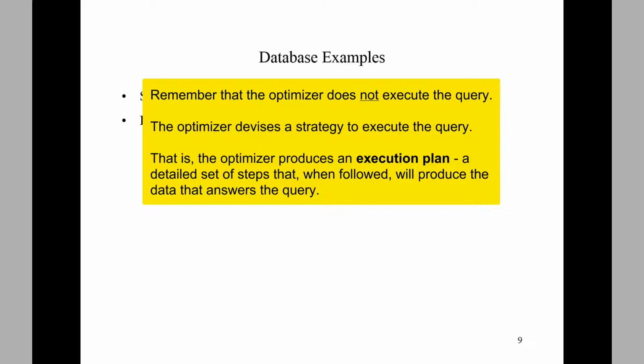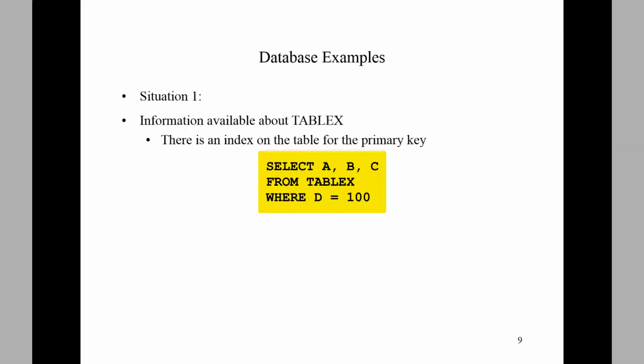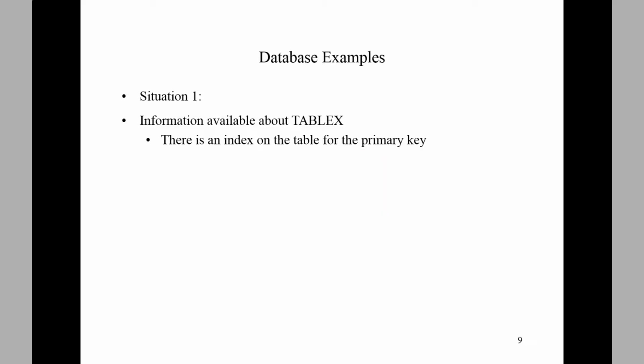The optimizer does not execute the query. The optimizer determines the strategy for executing the query. That is, it produces the execution plan. Looking at the query that we wish to run, we said that we wanted to select some of the columns from table X, and the condition was such that D must be equal to 100. So the only information that we have about the table at the moment is there is an index on the primary key column, which is column K. So if you were the optimizer, what execution plan would you produce for this query?